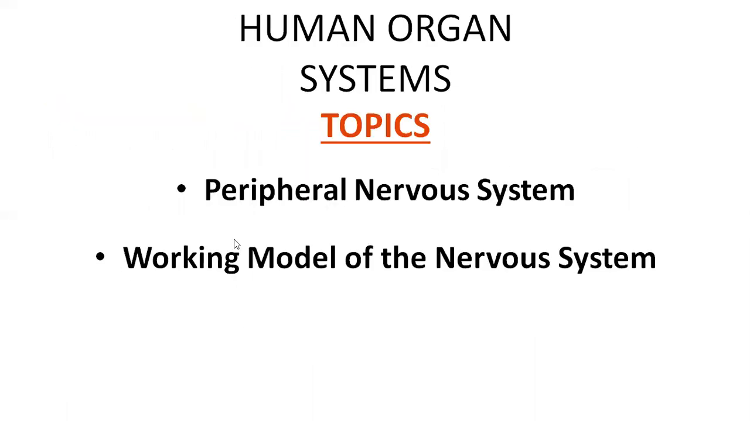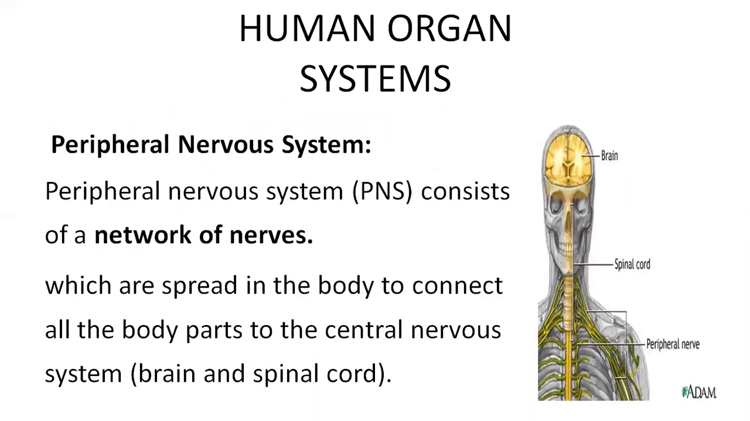Okay, now today's lesson, the first topic, peripheral nervous system. What actually is the peripheral nervous system? It's simply a system which consists of a network of nerves. Peripheral nervous system is abbreviated as capital PNS. It includes all the nerves which spread throughout the body in order to connect our body parts with the central nervous system, that is brain and spinal cord.